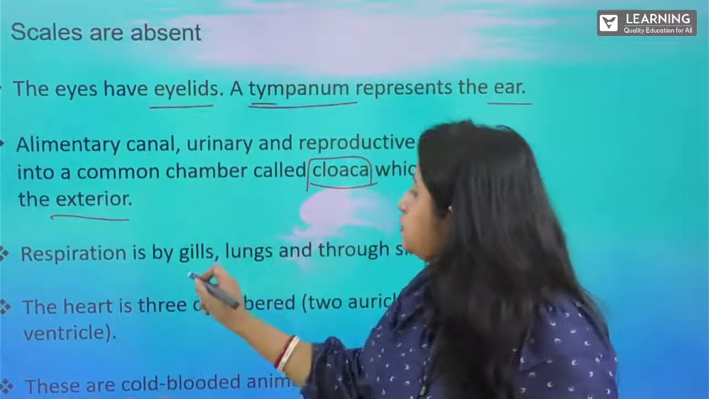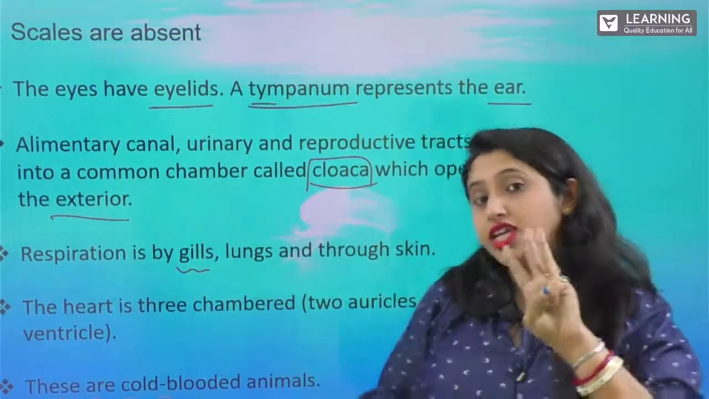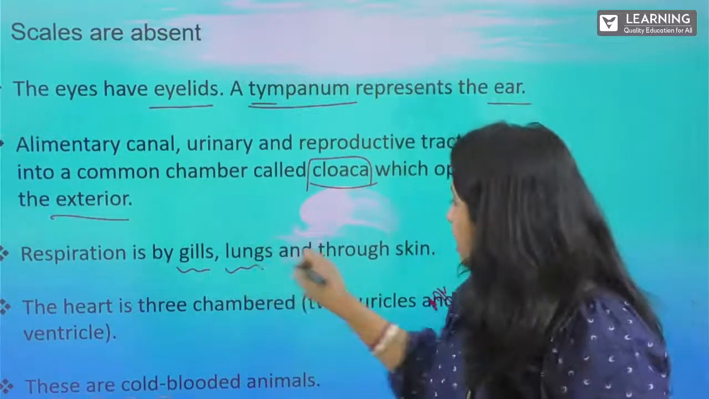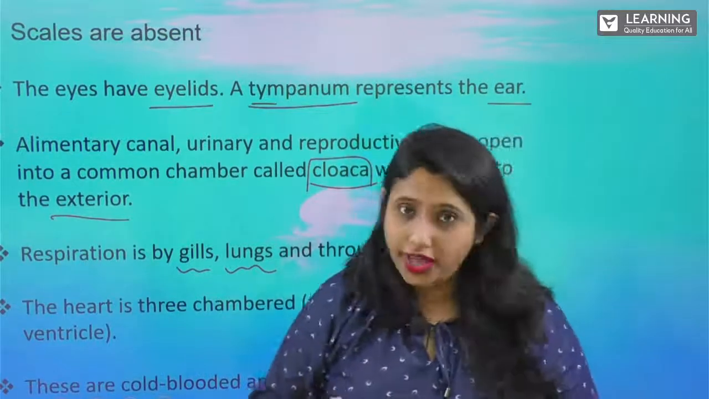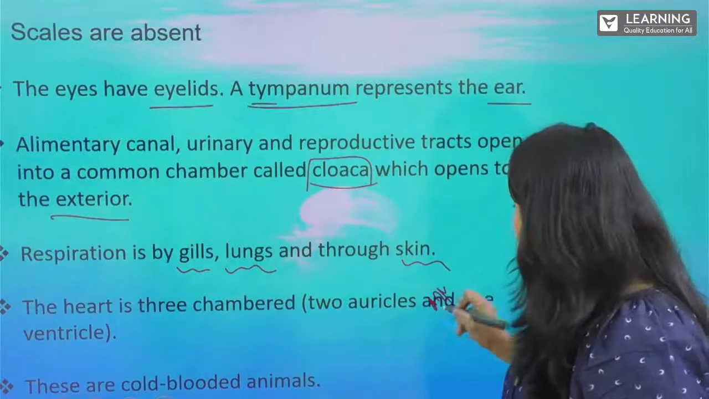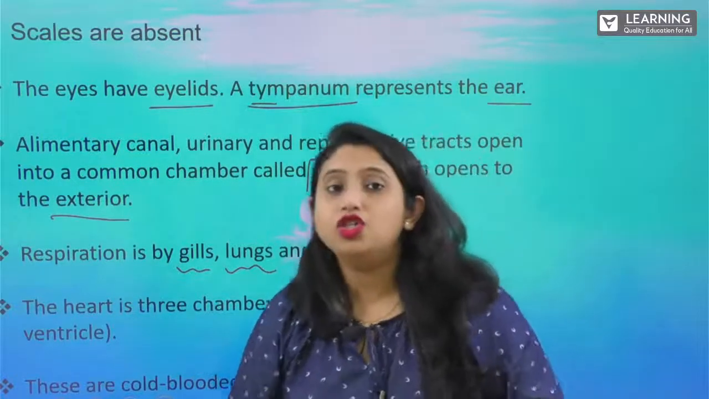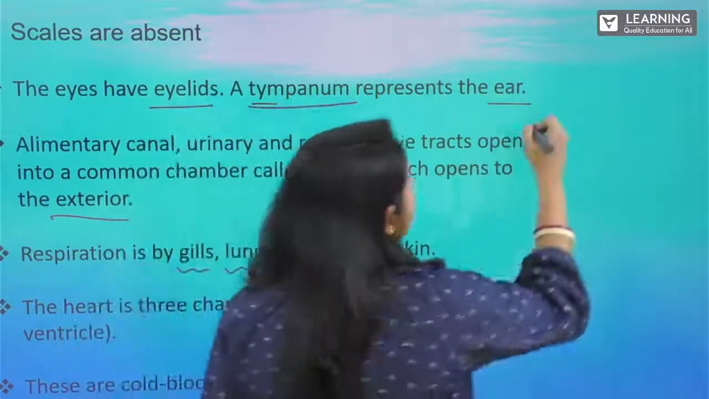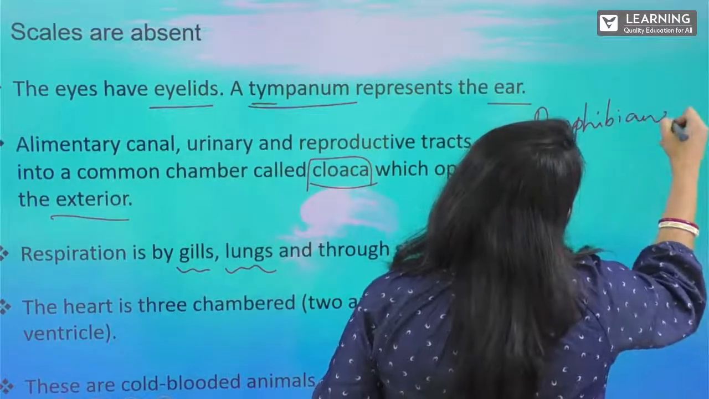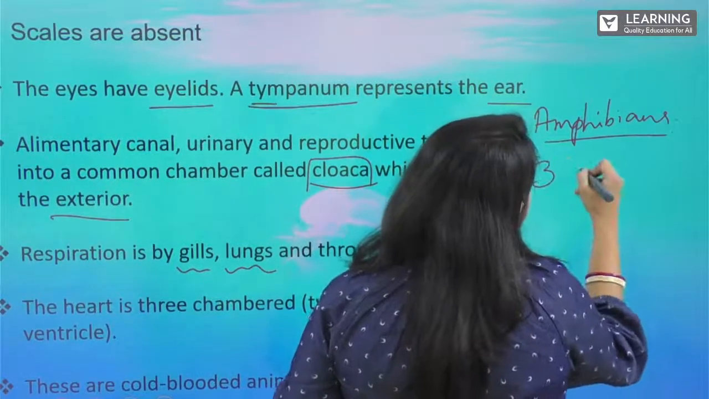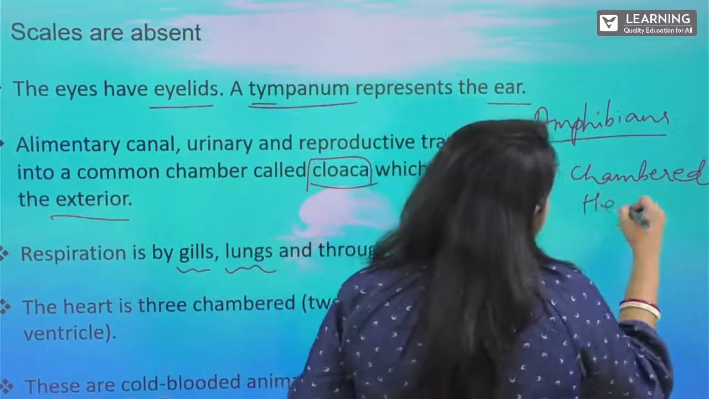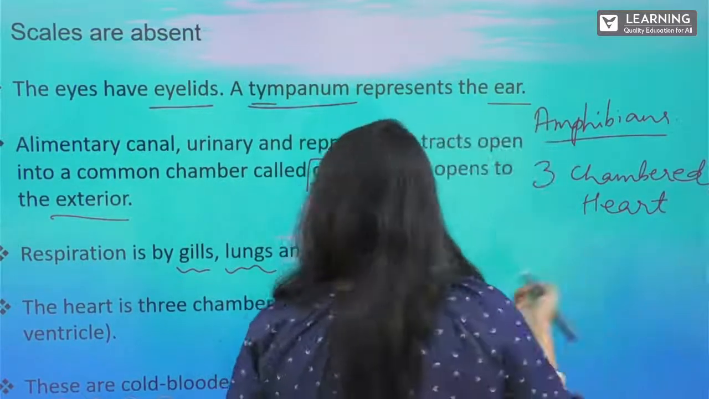And respiration is by gills, lungs and skin, which you have seen, that they have three things for respiration, and through skin, and their skin is very moist, not dry. And the heart has three chambers, that is two auricles and one ventricle. So amphibians have how many chambered heart? Amphibians have a three-chambered heart.